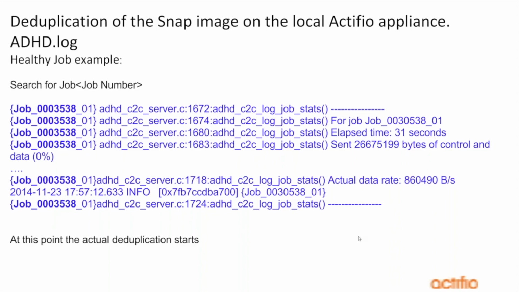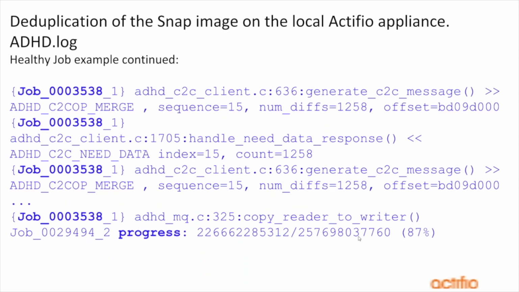And again, we're going to continue to look for the job number. Now we have a new job number because it's a dedupe job, not a snapshot job. And this is normal messaging. You can see the ADHD 2-cop merge, sequence, num, diff offset. Now that offset is actually sector offset. That has to do with sector drift and data drift. Honestly, nothing you need to worry about, but I do want to point it out and just kind of explain what some of this stuff is so you have an idea of what you're looking at when you get in there. The important part is with the job number, we can also find progress.